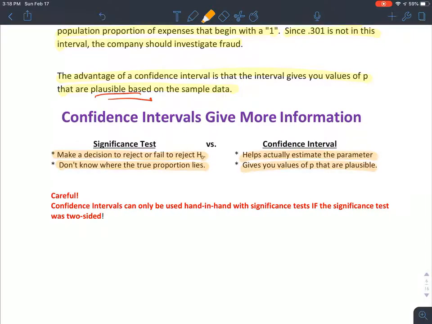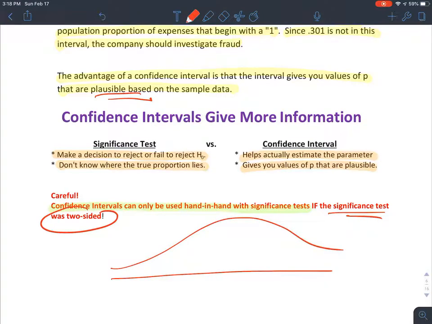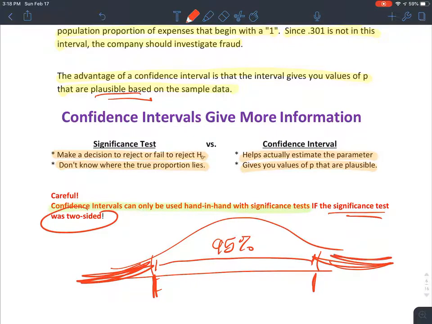you those plausible values. Okay, one very, very important thing, lastly, is confidence intervals can only be used hand in hand with significance tests like we did here if the significance test is two-sided. And that is basically because when you're doing those confidence intervals, it is an interval, you know, between something here and here, like, you know, a 95% confidence interval. Significance test-wise, that would mean it would have to be like a two-tailed test like that.